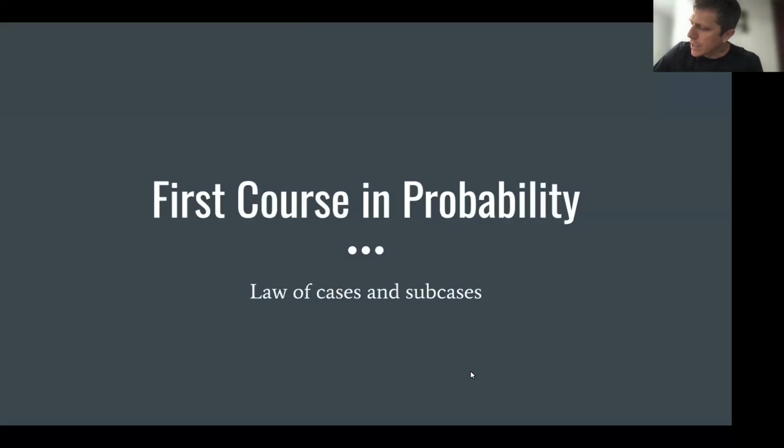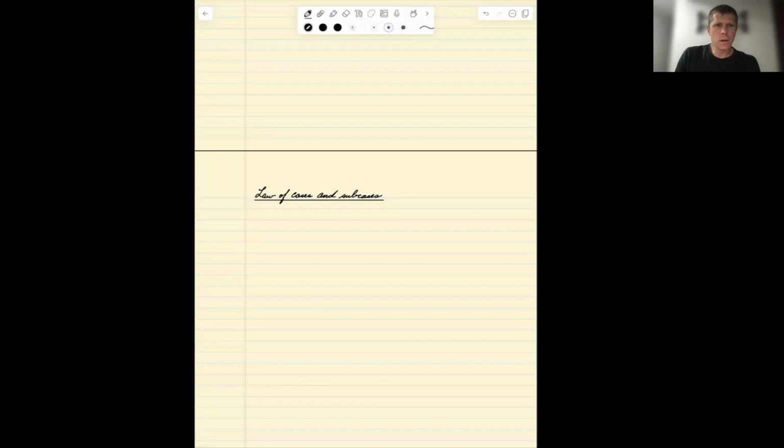Okay, so we talked about in the Monty Hall problem, we saw that there were a number of cases that we had to consider, and we were interested in, given a certain condition or situation, how do those different cases affect the probabilities that we're interested in? Here, we're going to formalize that a bit more and generalize those ideas in what's called the law of cases and subcases. Okay, so what is that?